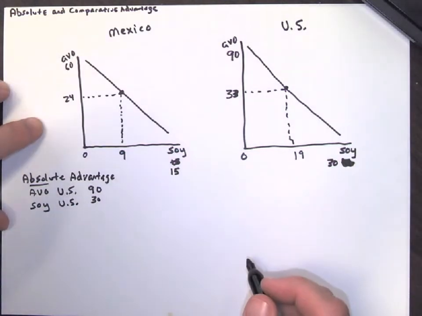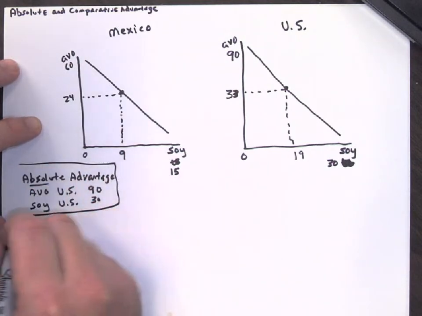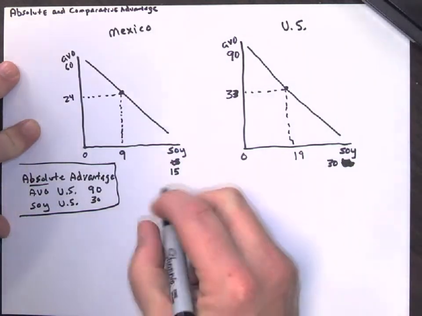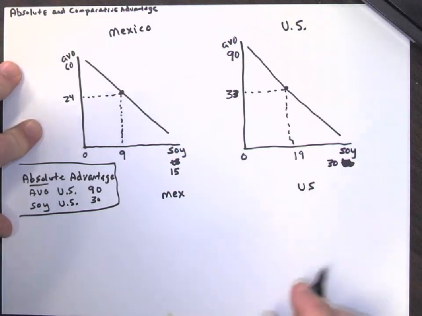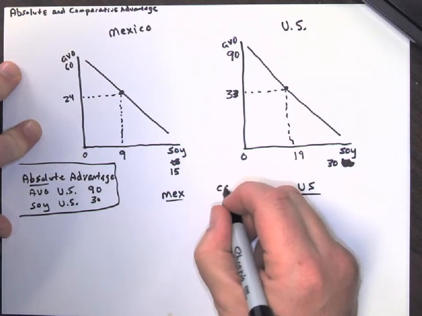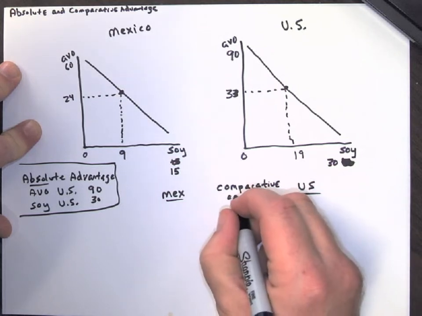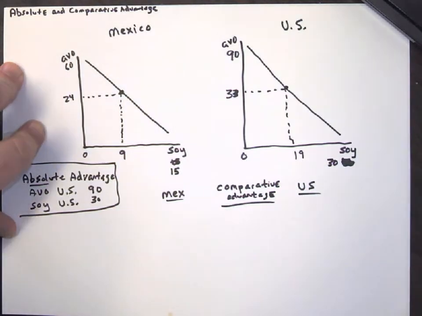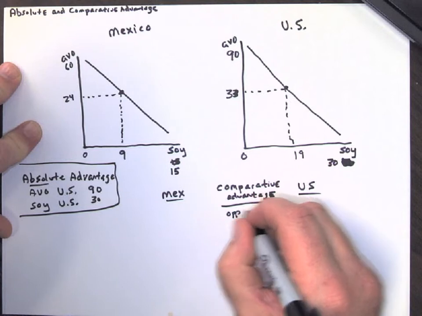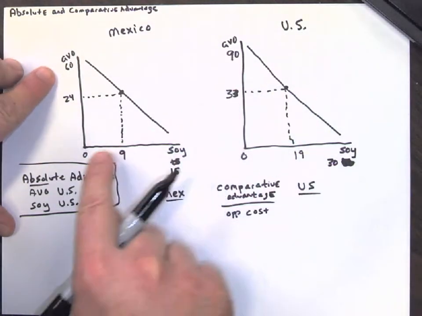So the way we're going to set this up is we're going to look at Mexico, and we can take this and leave it by itself over here. Okay, so now we're going to take Mexico and the U.S., and we want to know who has comparative advantage. So what we're comparing is opportunity cost. What does it cost you in order to make the other item? So I'm going to set this up. Avocado, avocado, soybean, and soybean.